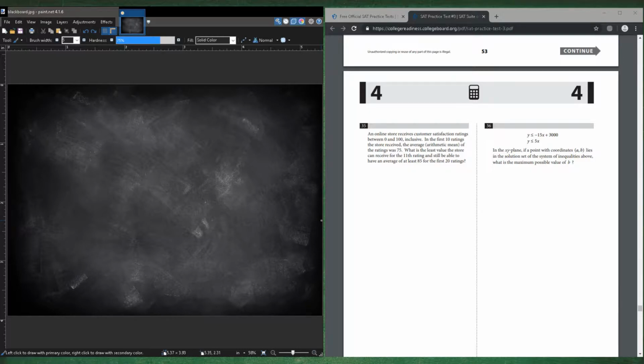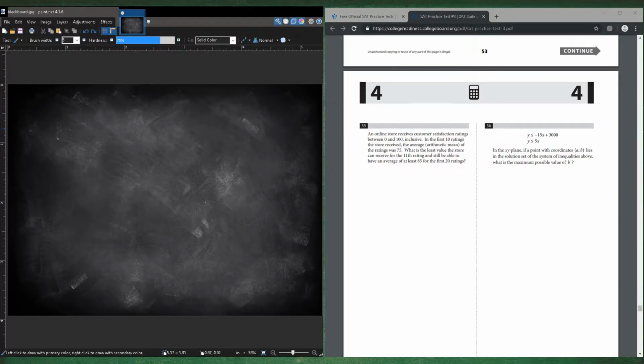An online store receives customer satisfaction ratings between 0 and 100 inclusive. In the first 10 ratings the store received, the average of the ratings was 75. What is the least value the store can receive for the 11th rating and still be able to receive an average of at least 80 for the first 20 ratings? So what is the least amount?